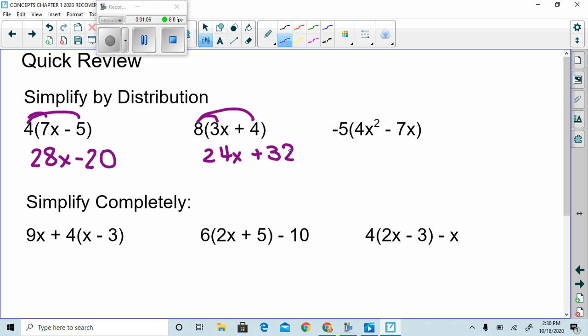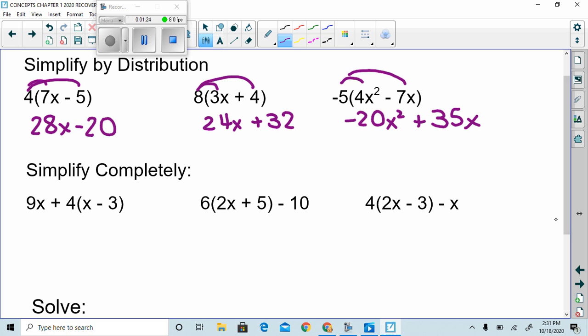This time there's a negative. When I multiply by the negative, it will change the signs. That's a negative 20x squared plus 35x. Now again, none of these can be simplified any further because they do not contain like terms.